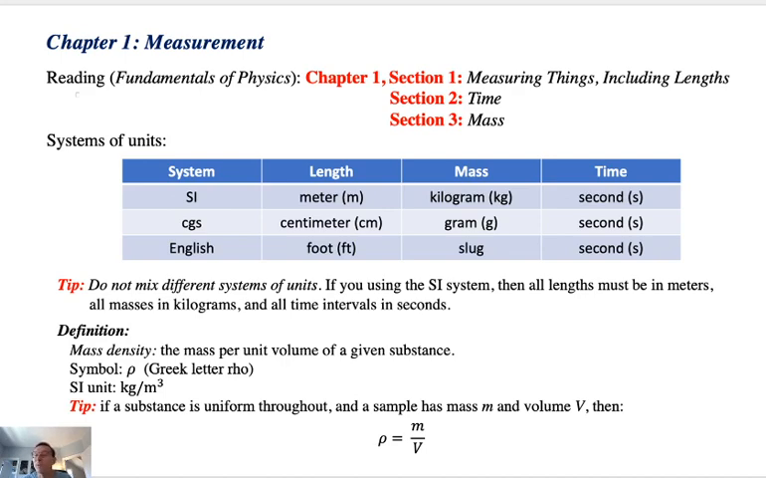Chapter 1. Section 1 is about measuring things, focusing on length. Section 2 is about measuring time. And Section 3 is about measuring mass. So let me begin now with my overview of the main things you need to know.